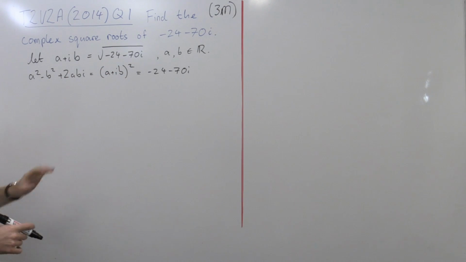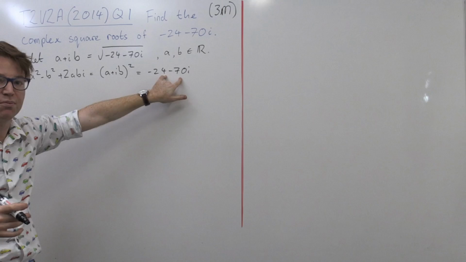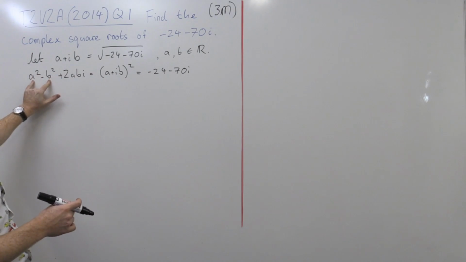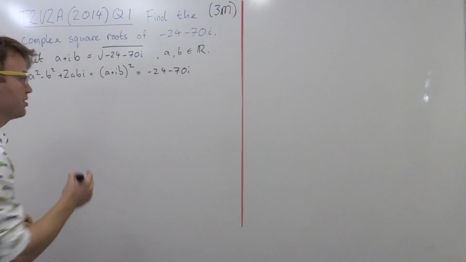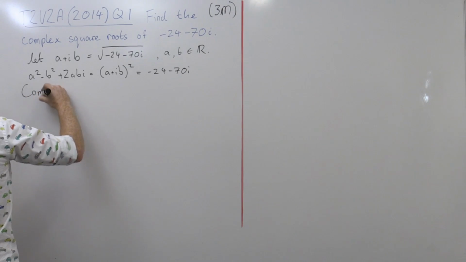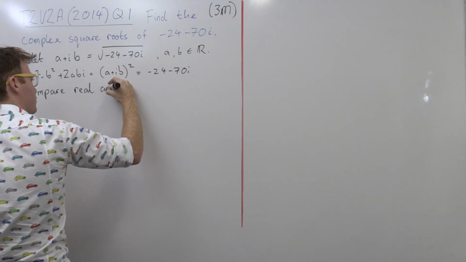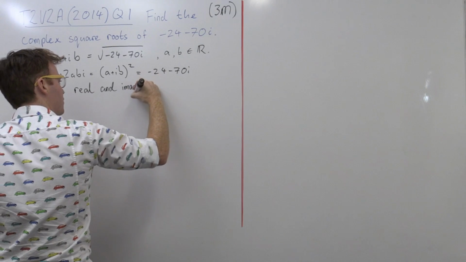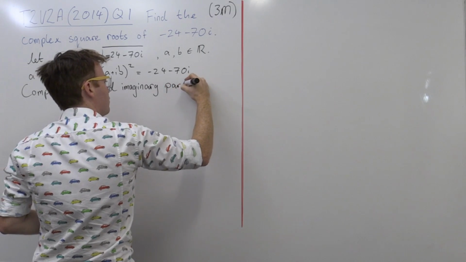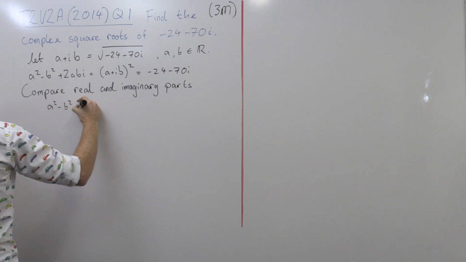The thing I really want to do here is compare real and imaginary parts. These are two forms of the same complex number, so the real part must be the same. That means the negative 24 is equal to a squared minus b squared, and the imaginary part must be the same. But it's important to write down what you're doing. Well, the real parts tell me that a squared minus b squared is negative 24.